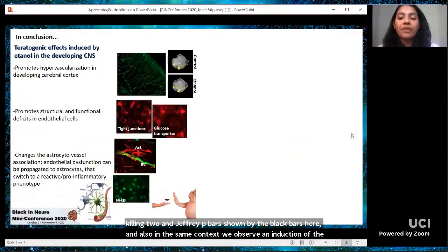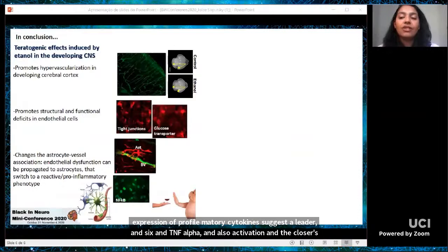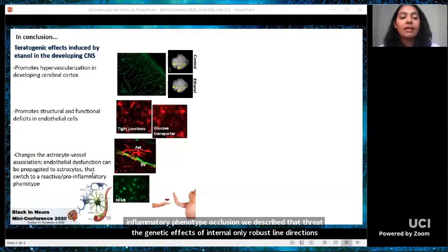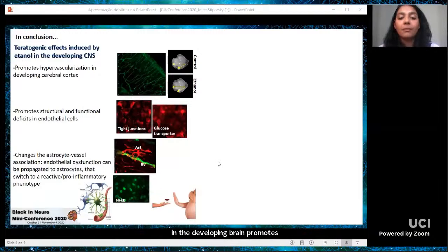In conclusion, we described that teratogenic effects of ethanol on neurovascular interactions in the developing brain promote hypervascularization, promote structural and functional deficits in endothelial cells, and change the astrocyte and vascular association, since endothelial dysfunction induced by ethanol could be propagated to astrocytes that in turn switch to a reactive and pro-inflammatory phenotype.